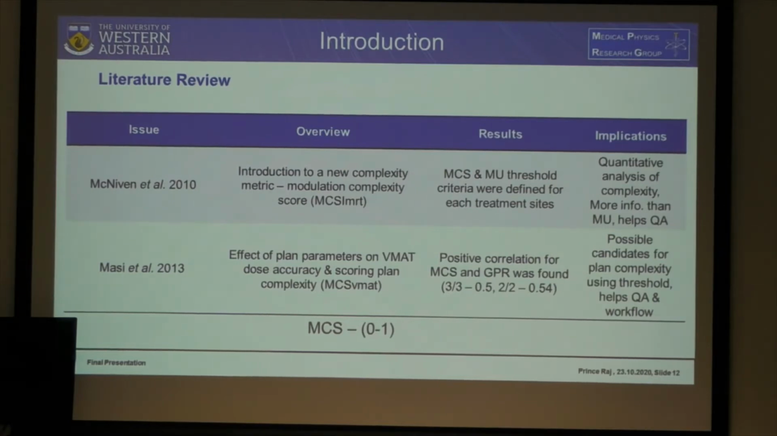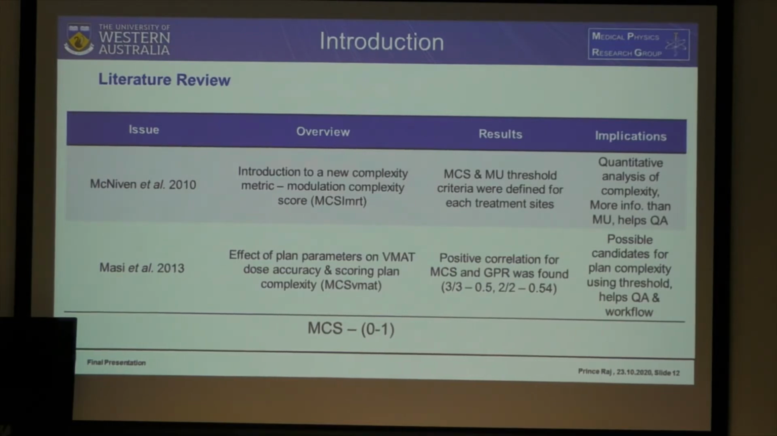Related literature reviews have been done, such as by McNevin and Massey, who introduced the modulation complexity metric. McNevin introduced MCS for IMRT, and Massey introduced it for VMAT. It's simply a quantitative analysis of the complexity of a treatment, giving it a score from 0 to 1. If a treatment comes out as 0, then it has the highest complexity. If it's 1, it's the least complex. In terms of MLC, if there is a completely open MLC, then it's 1. If it's closed or the segments are narrow, then it will be close to 0.